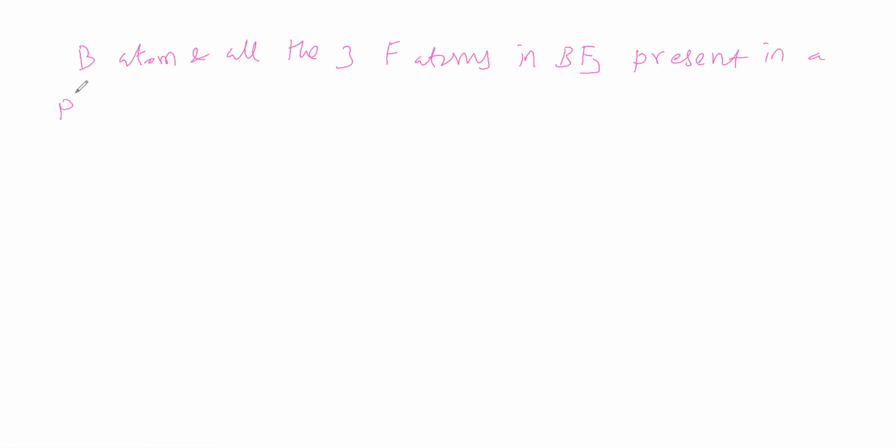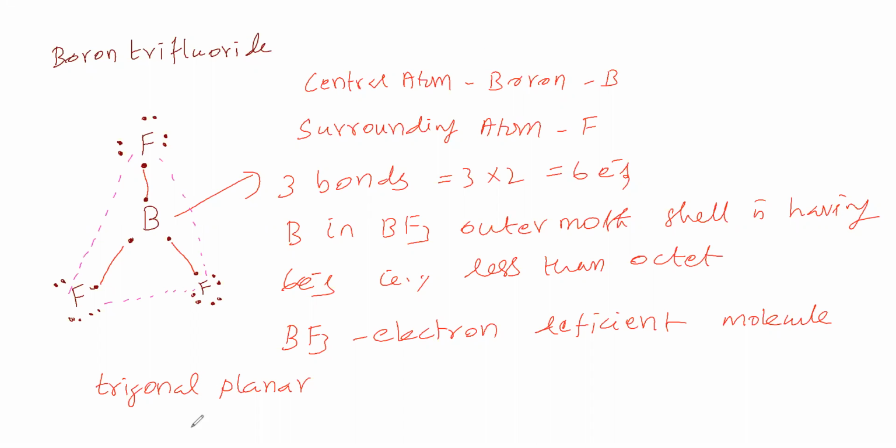Therefore the boron atom and all 3 fluorine atoms in BF3 are present in one plane, so BF3 is planar. Then what is the shape? Trigonal planar, because if we join these 3 fluorine atoms we get an equilateral triangle.